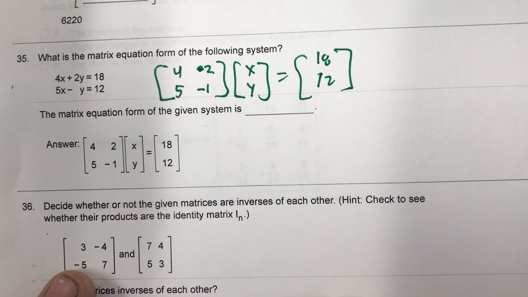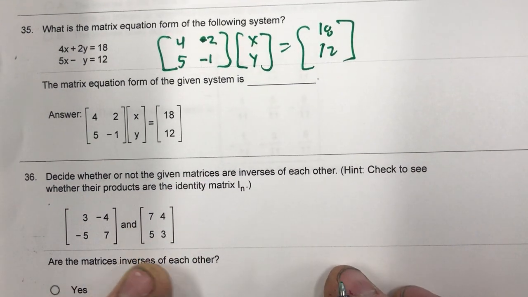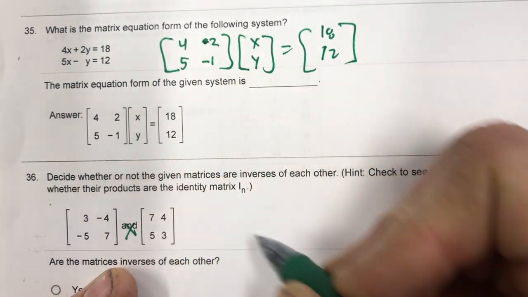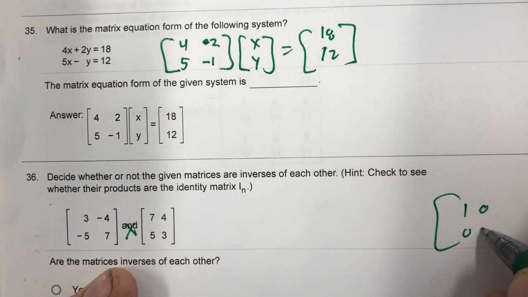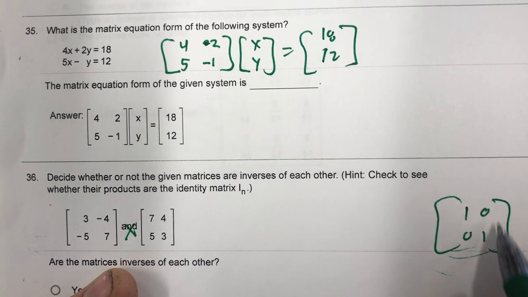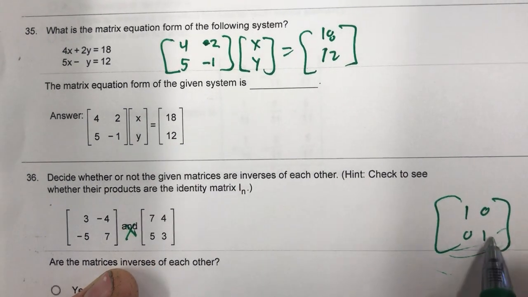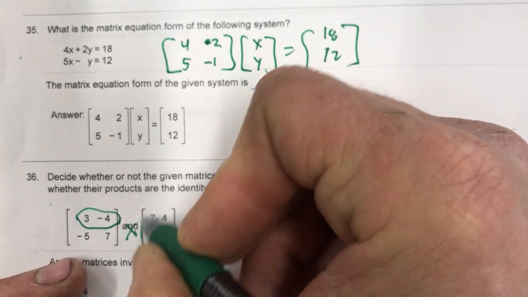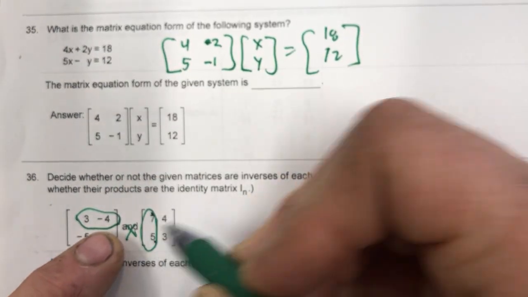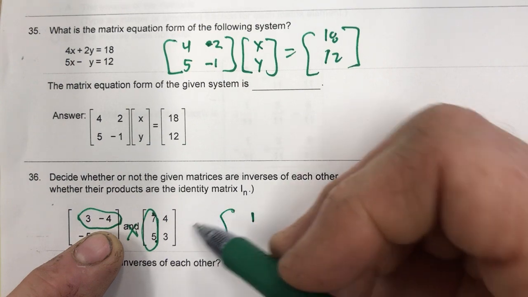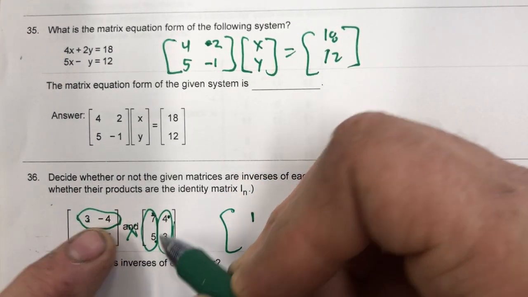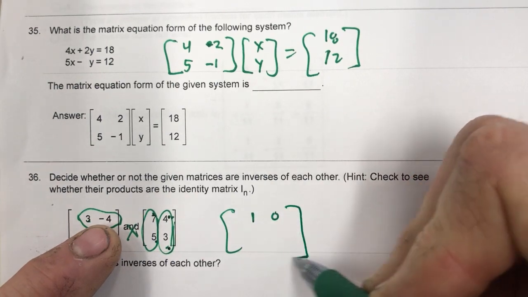All right, this says decide if these two matrices here are inverses. When you multiply these, you're supposed to get the identity matrix like this right here. If I multiply them and I get this, they're inverses. But if I don't get that, then they're not. So I'm going to do this row times this column. 21 and -20 is 1. Then this column: 3 times 4 is 12, -4 times 3 is -12, and 12 plus -12 is 0.